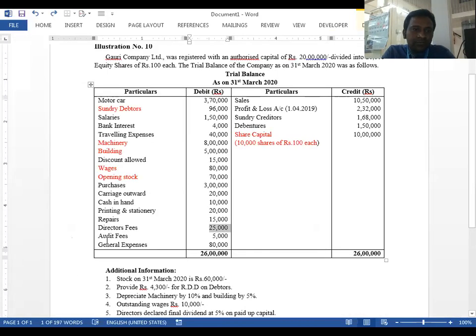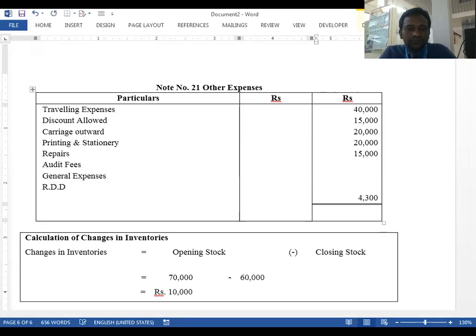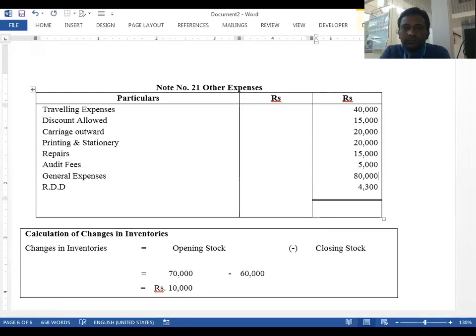Next item, audit fees and general expenses. Both are other expenditure. So we transfer them to other expenditure. So here the debit side of the trial balance is complete.